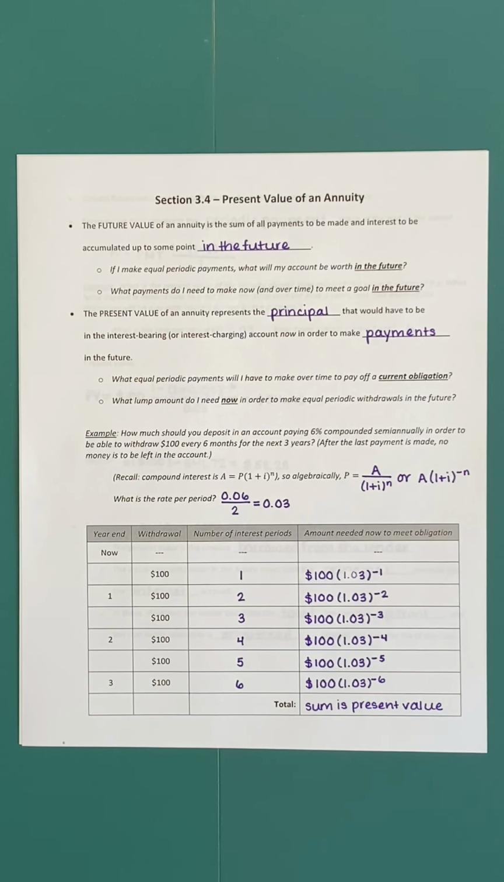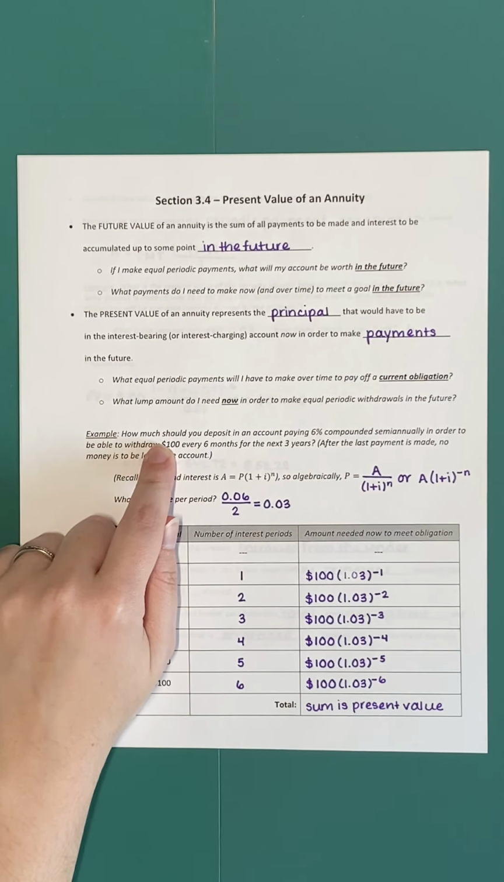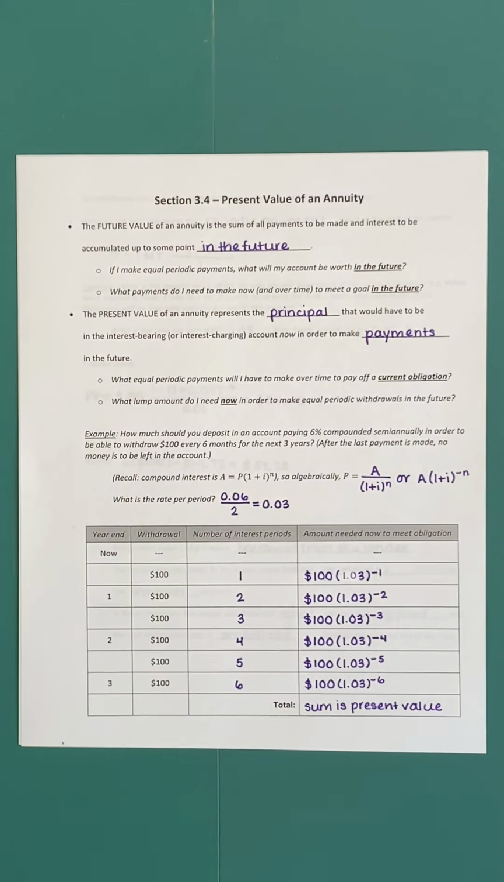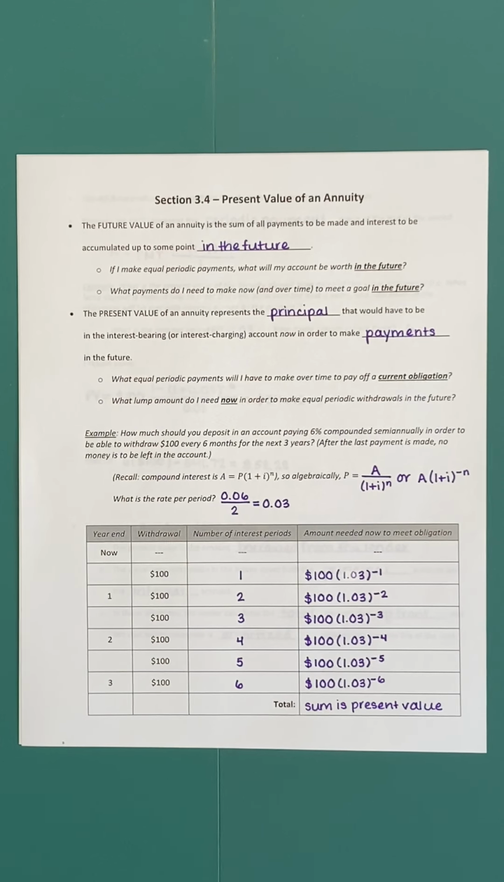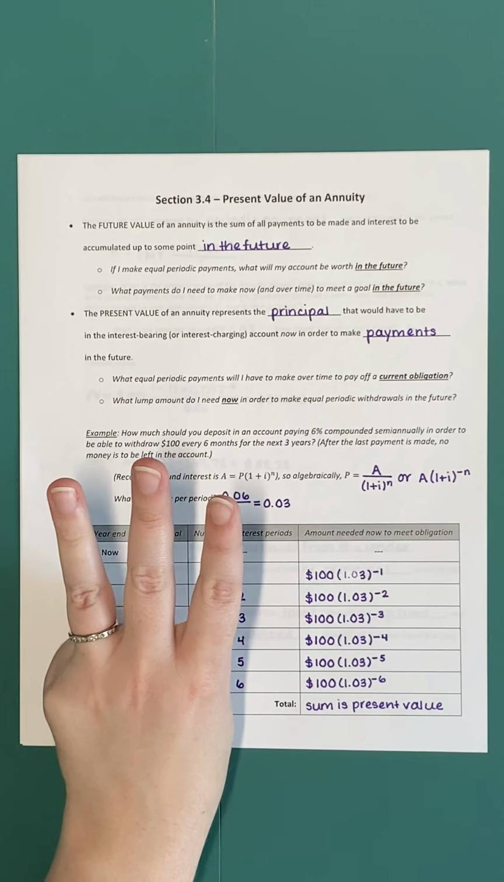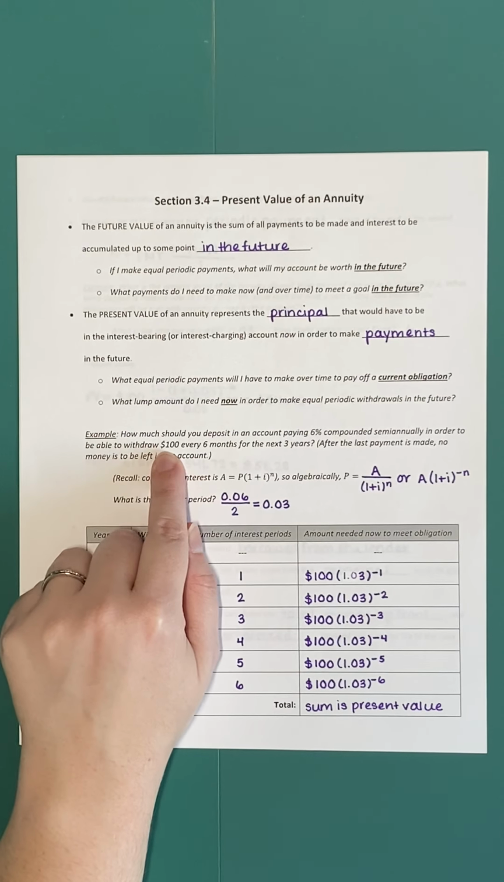This is basically like the parents giving you money and then you making withdrawals. How much do they need to put in now in order for you to be able to withdraw $100 every 6 months for the next 3 years? Well, how much money are you going to be taking out in total? If you're withdrawing $100 every 6 months for 3 years, then you're going to withdraw a total of $600. So every 6 months would be twice a year, and then we're covering 3 years. So that's going to be 6 withdrawals of $100. You're going to withdraw a total of $600.